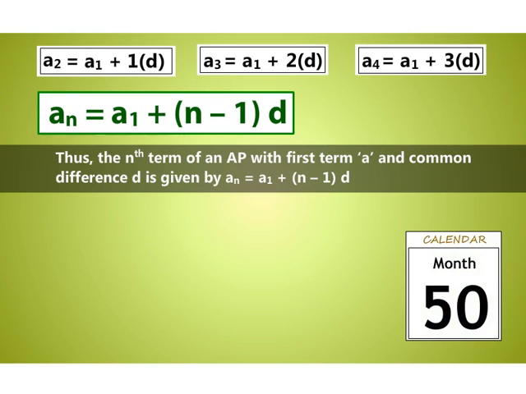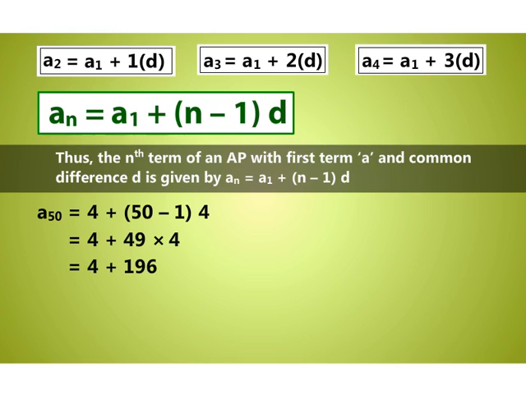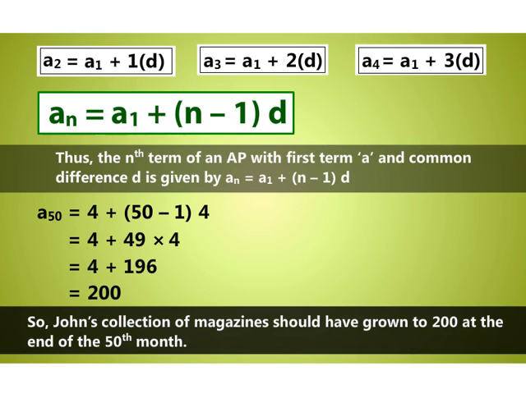At the end of the 50th month, the number of magazines John will have is represented as A50. Now, using the formula An = A1 + (n − 1)d, we get A50 = 4 + (50 − 1) × 4, which is equal to 4 + 49 × 4, which is equal to 4 + 196, which is equal to 200. So, John's collection of magazines should have grown to 200 at the end of the 50th month.